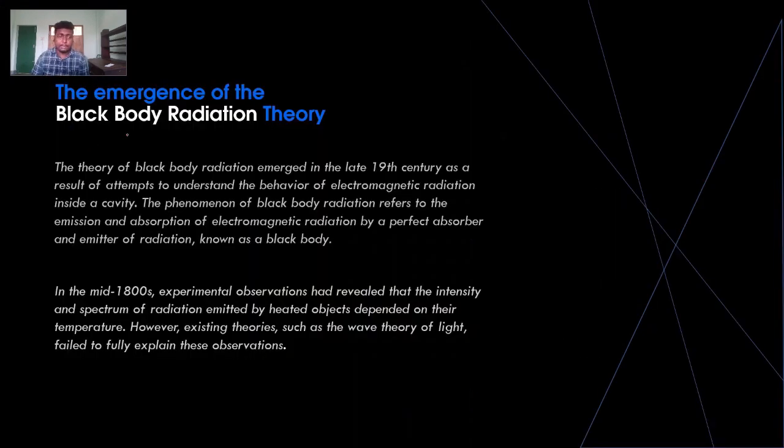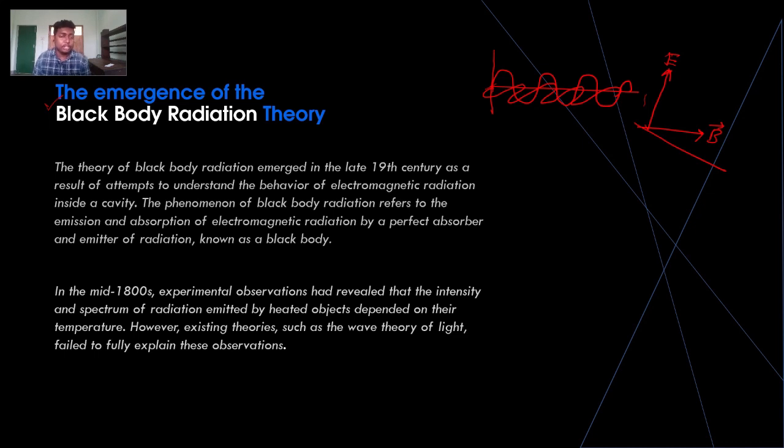So the emergence of the blackbody radiation. Now the thing is what this blackbody actually is and how this theory actually came into study. The theory of blackbody radiation emerged in the late 19th century as a result of attempts to understand the behavior of electromagnetic radiation. Now you all know what electromagnetic radiation actually is. It's actually an electric and a magnetic field oscillating in perpendicular phase. So this is how the electromagnetic wave actually propagates. We all know about that.